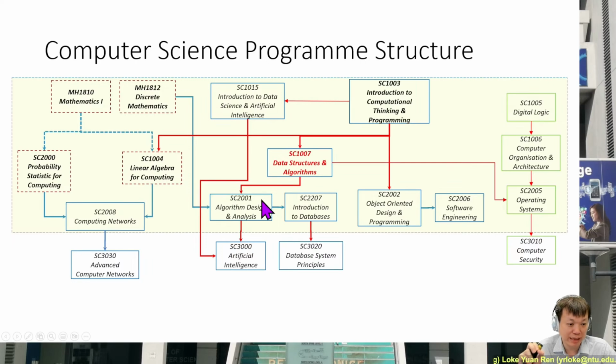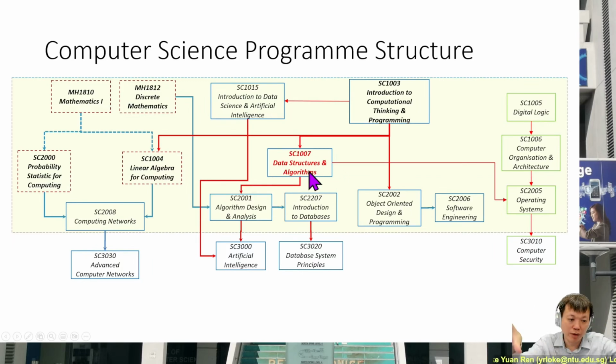Algorithm is not only about implementing a program. There are some other concepts in theory you need to understand, to prepare you for the next level. And operating system also has this as a prerequisite. So that is why it is important.